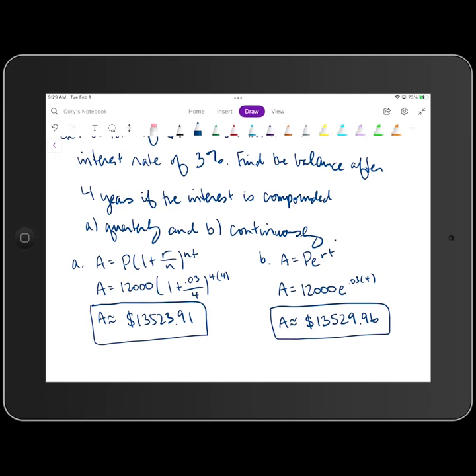Okay, so that's going to be it. That'll wrap up this lesson on exponential functions. And then we'll start looking at log functions in class on Thursday. Hope you guys have a great rest of your day.